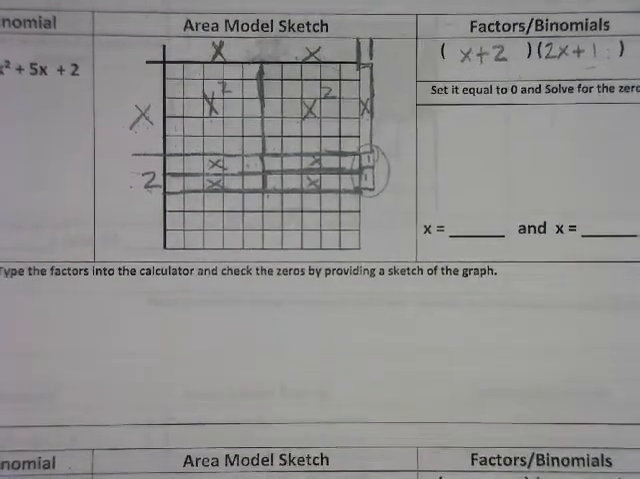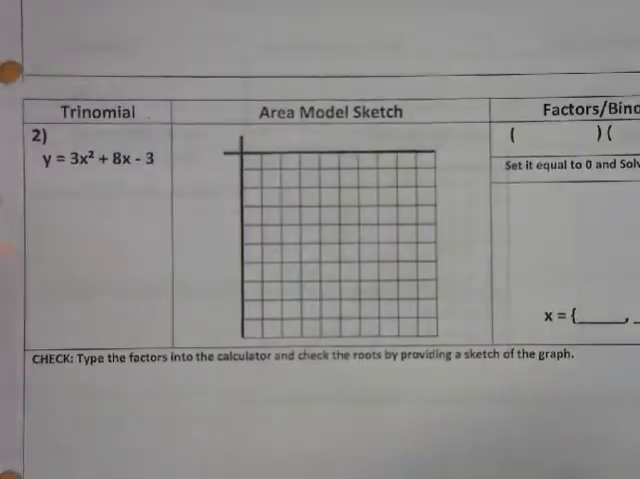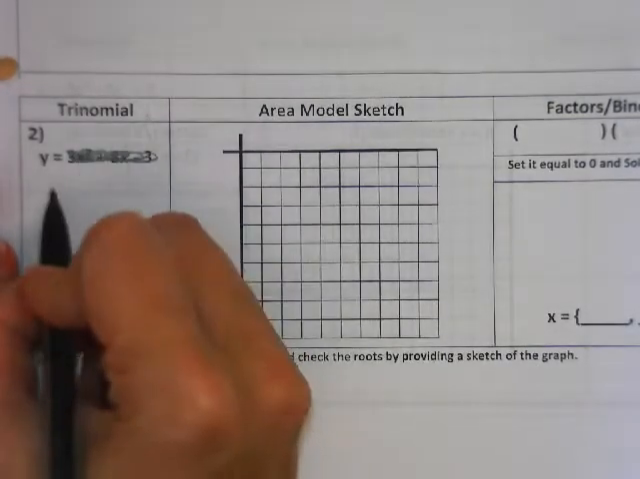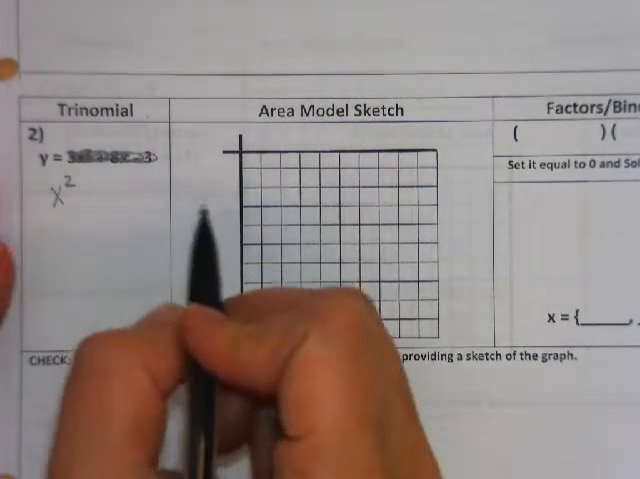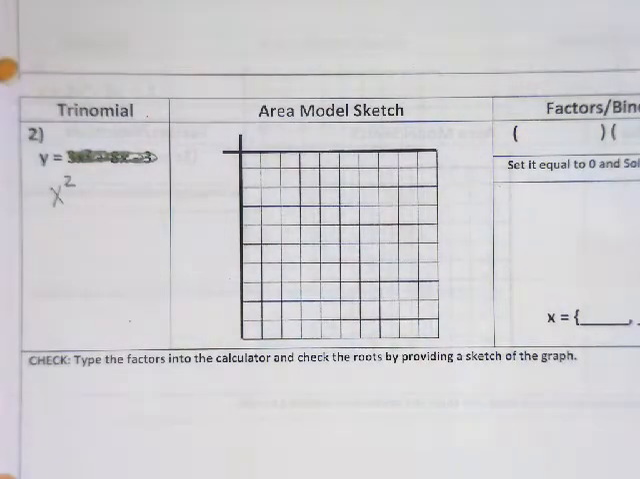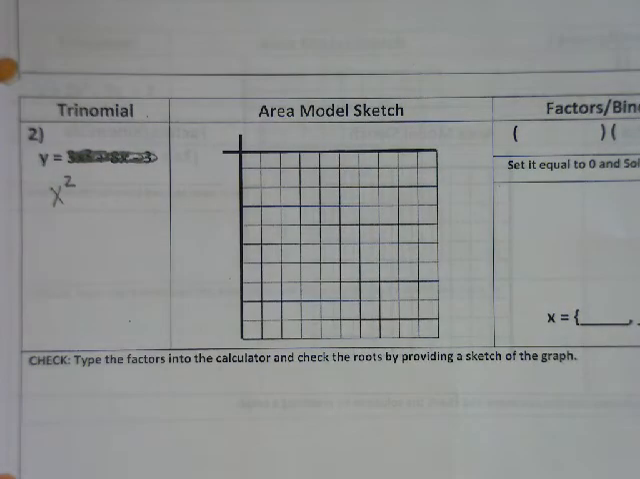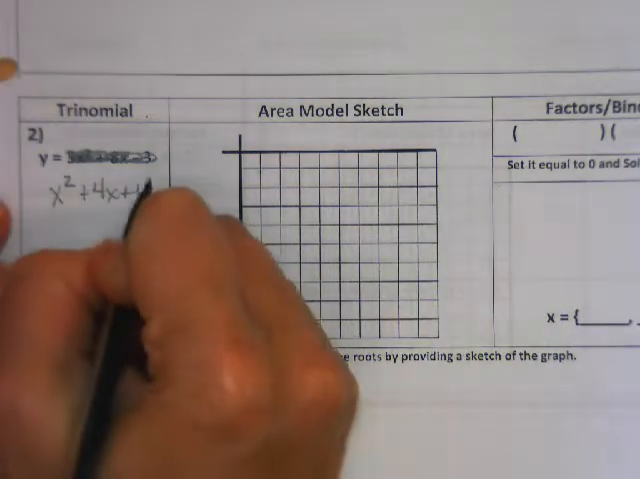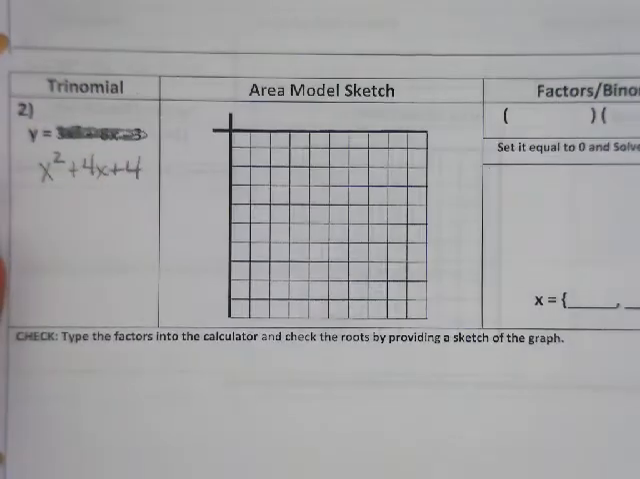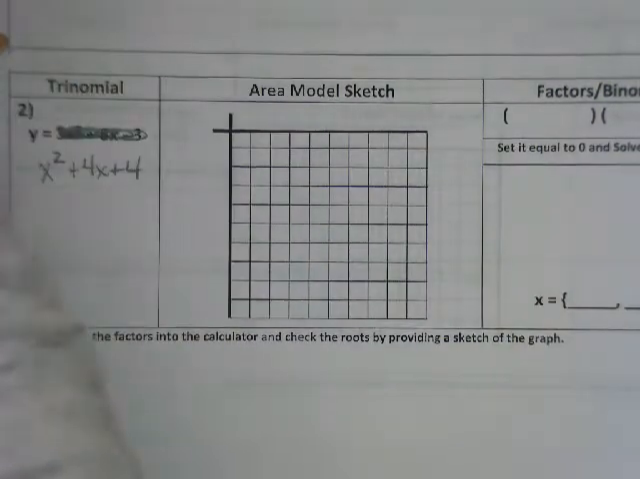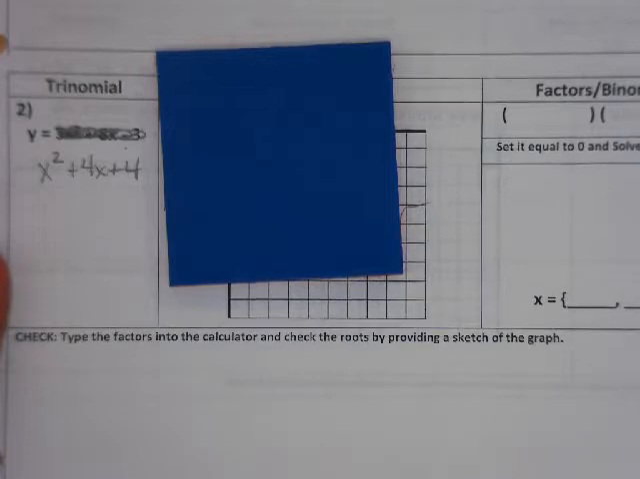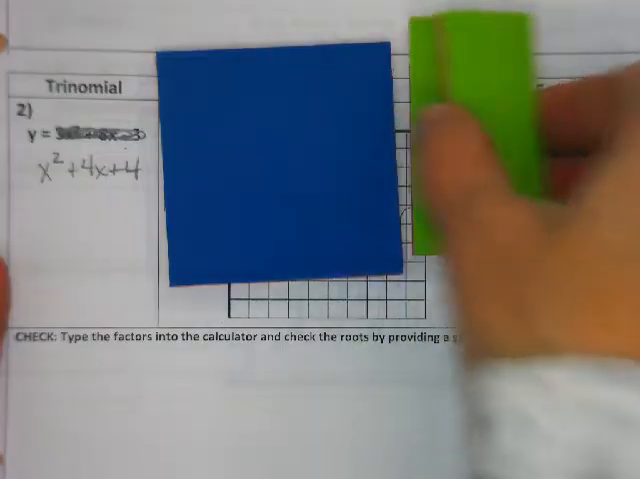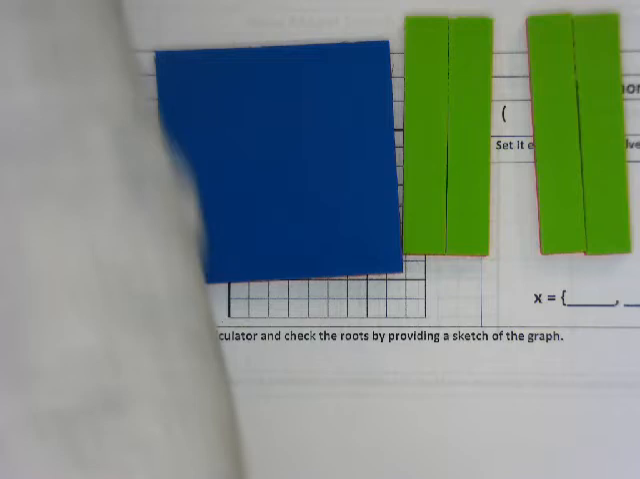We're not going to do these 2 boxes right now. I'm going to change this one real quick. I want to do one with just an x squared so you can see it. Let's do x squared, write this down. X squared plus 4x plus 4. All right, let's do this one. So again, let's think about what we need. We need a blue tile. There's our x squared. How many greens do we need? We need 4. And how many yellows do we need?